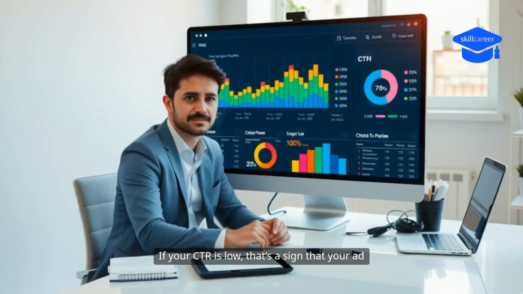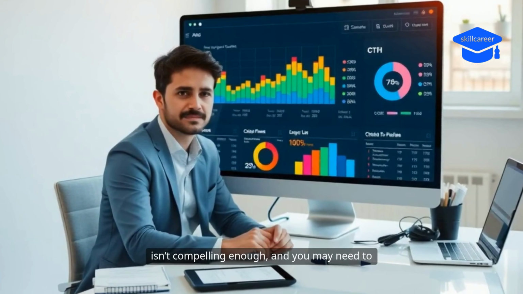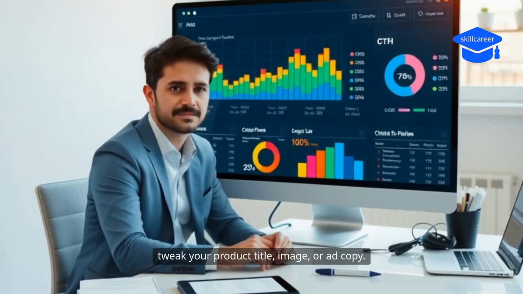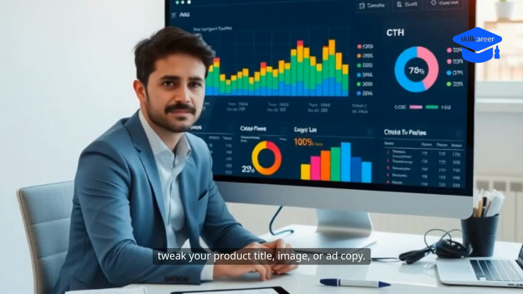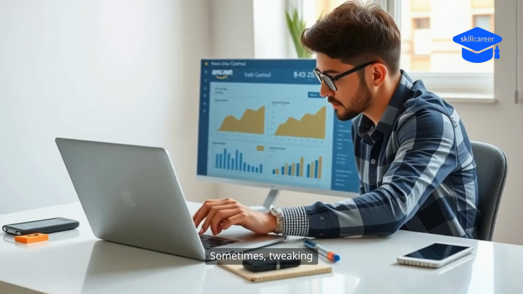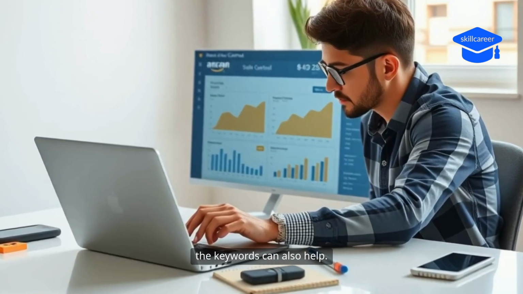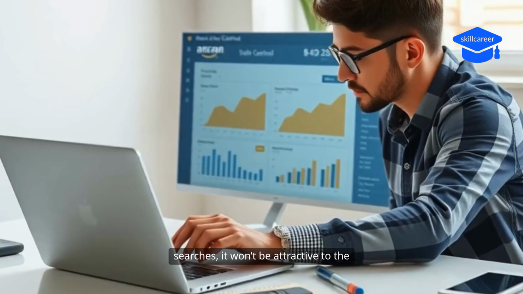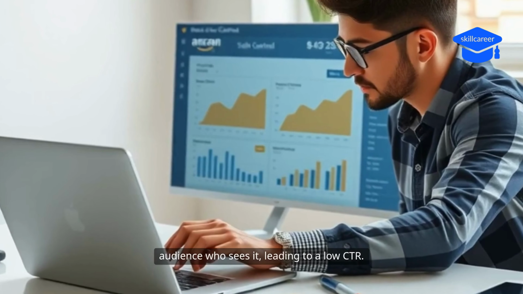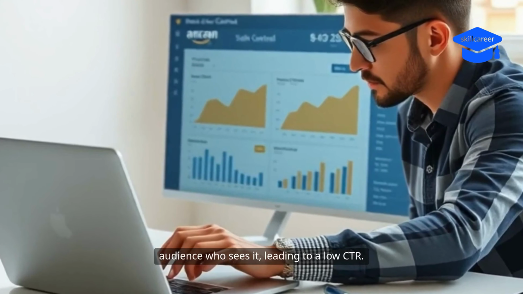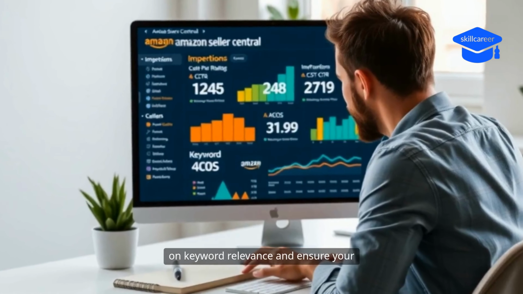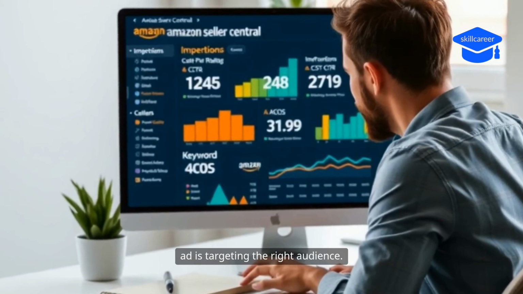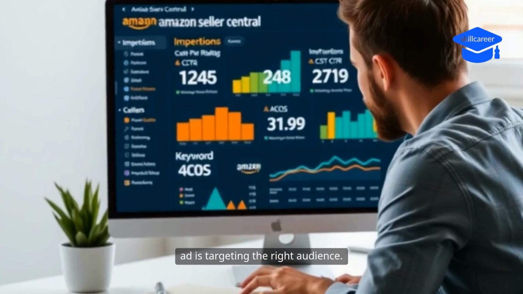If your CTR is low, that's a sign that your ad isn't compelling enough, and you may need to tweak your product title, image, or ad copy. Sometimes, tweaking the keywords can also help. If your product is appearing in irrelevant searches, it won't be attractive to the audience who sees it, leading to a low CTR. That's why it's essential to focus on keyword relevance and ensure your ad is targeting the right audience.